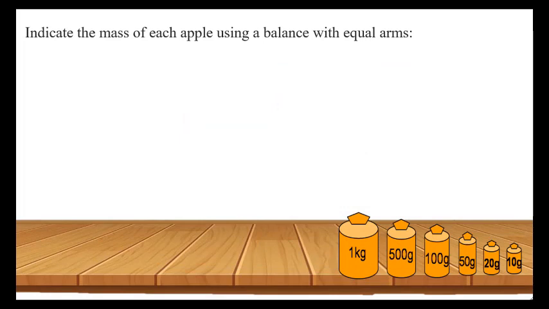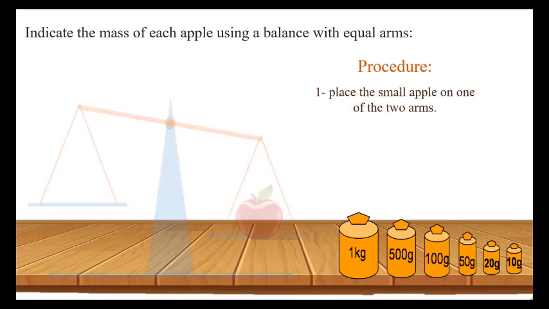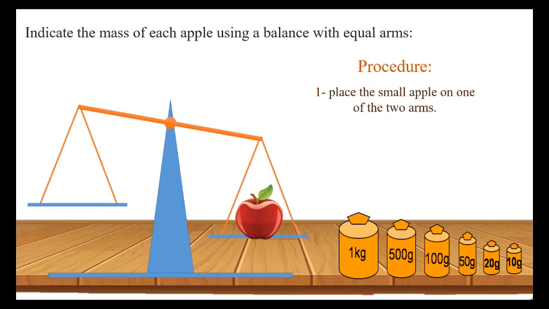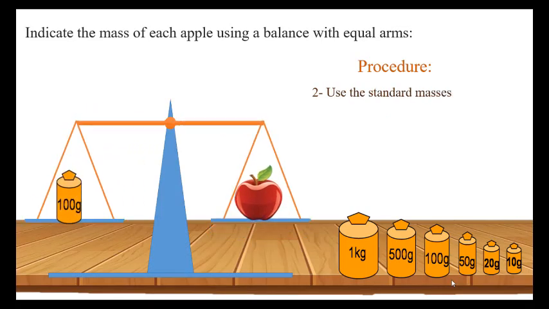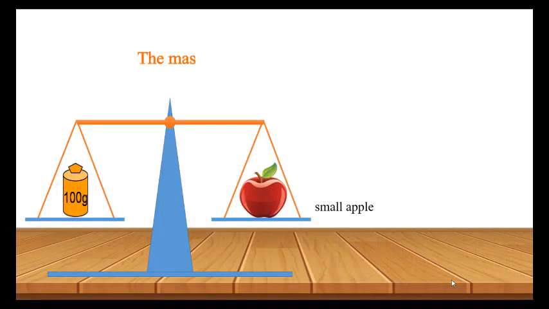Now, let's find the mass of the small apple using the balance with equal arms. First, place the small apple on one of the two arms, like that shown in this figure. We place 100 gram on the second arm. What do you observe? The arms of the balance become equal. Then, the mass of the small apple is equal to 100 gram.